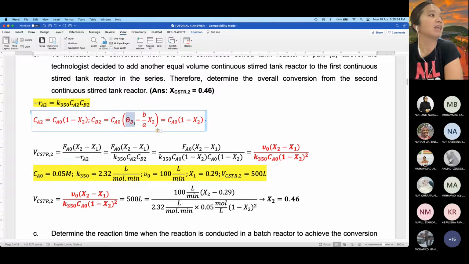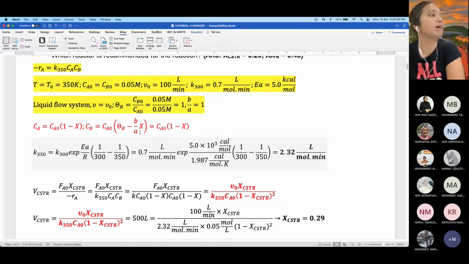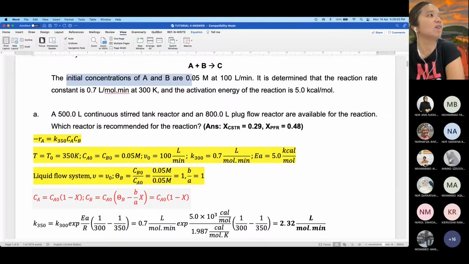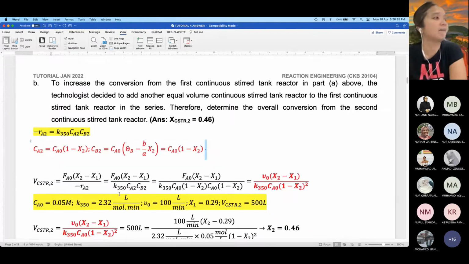Okay, part theta B. Kalau kamu ingat, dalam soalan dia kata initial concentration of A and B are 0.05 molar. Maksudnya Ca0 equals to Cb0 equals to 0.05. Hence, your theta B, kalau kamu ingat, theta B akan sama dengan Cb0 over Ca0. Theta B is initial amount of B over initial amount of A. So, kalau Cb0 0.05, Ca0 0.05, theta B mestilah 1. So that's why your theta B becomes 1.